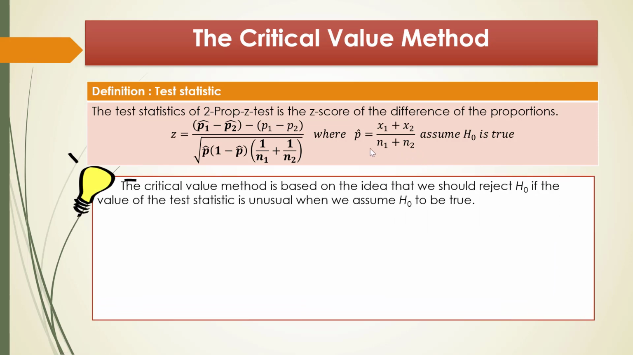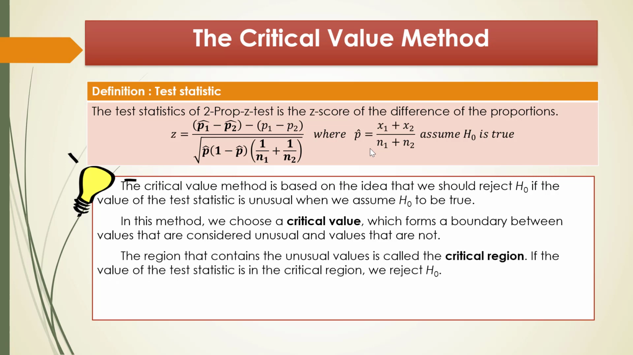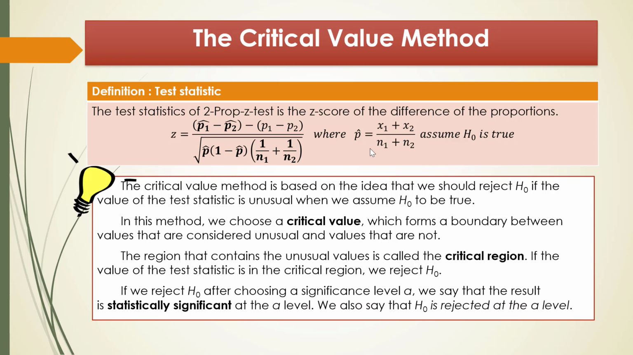The critical value method is based on the idea that we should reject the null hypothesis if the value of the test statistic is unusual when we assume that the null hypothesis is true. In this method, we choose a critical value which forms a boundary between values that are considered unusual and values that are not. The region that contains the unusual values is called the critical region. If the value of the test statistic is in the critical region, we reject the null hypothesis. If we reject the null hypothesis after choosing a significance level alpha, we say that the result is statistically significant at the alpha level. We also say that the null hypothesis is rejected at the alpha level.